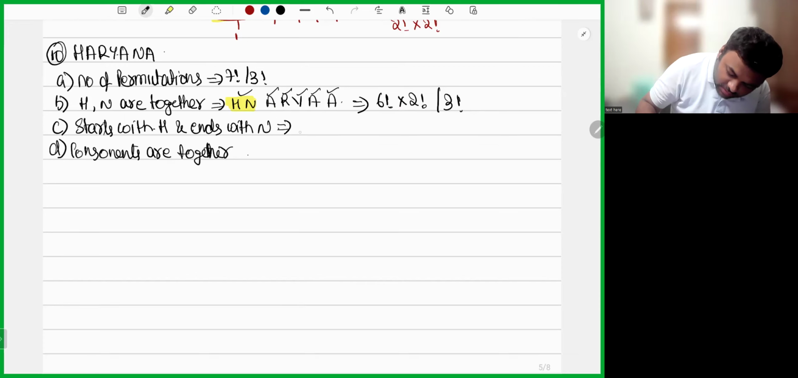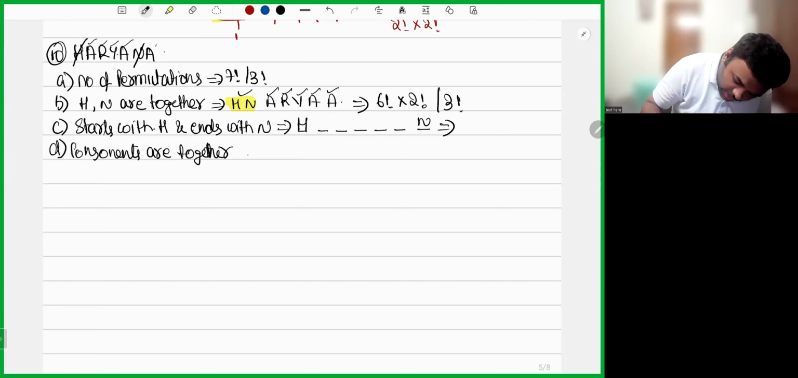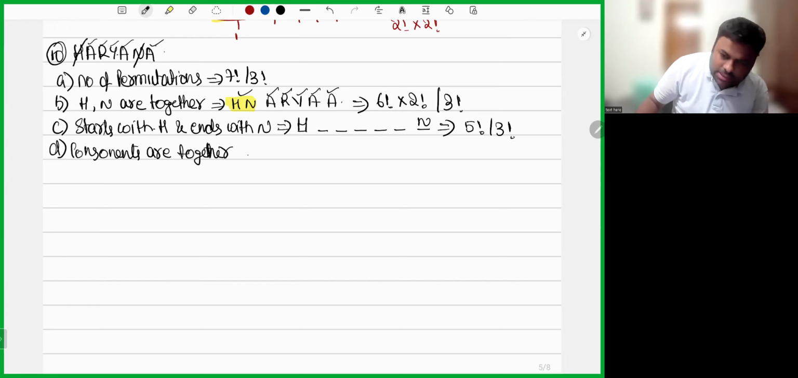Starts with H and ends with N. Take this H, place here. Take this N and place here. Now, how many letters do we have? 1, 2, 3, 4, 5. 5 factorial divided by 3 factorial because A can interchange among themselves.